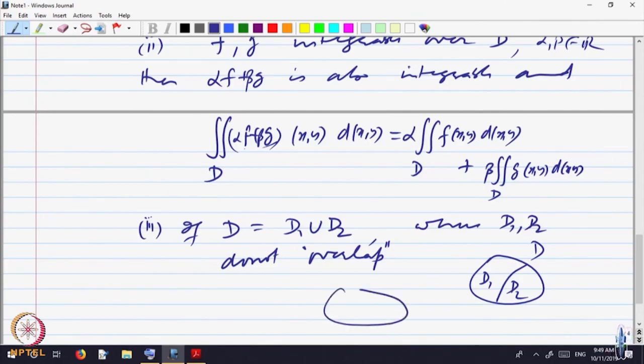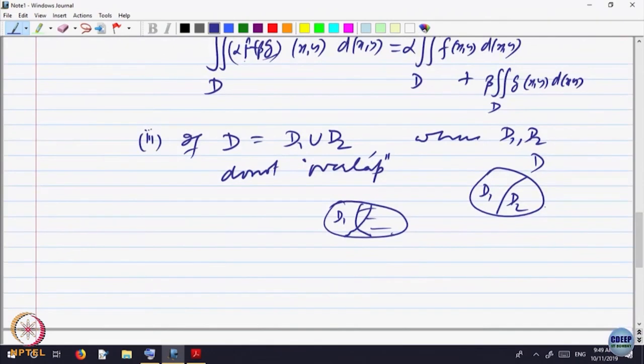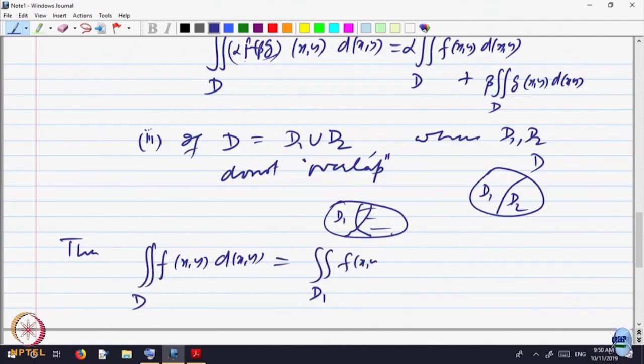For example, if you have something like this and this is D1 and you take this portion as D2, then they overlap. So, that kind of thing is not allowed. The only thing common is the boundary points. So, intuitively understand, if D is cut into two parts that do not overlap, then the integral of f over D is the same as the integral over D1 plus the integral over D2 of f of x y. So, if the domain is cut up into two parts which do not overlap, then the integrals add up.